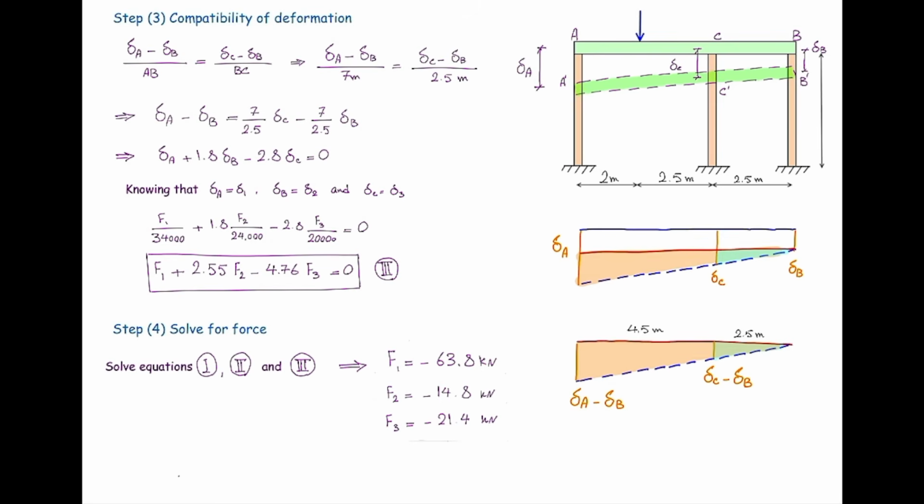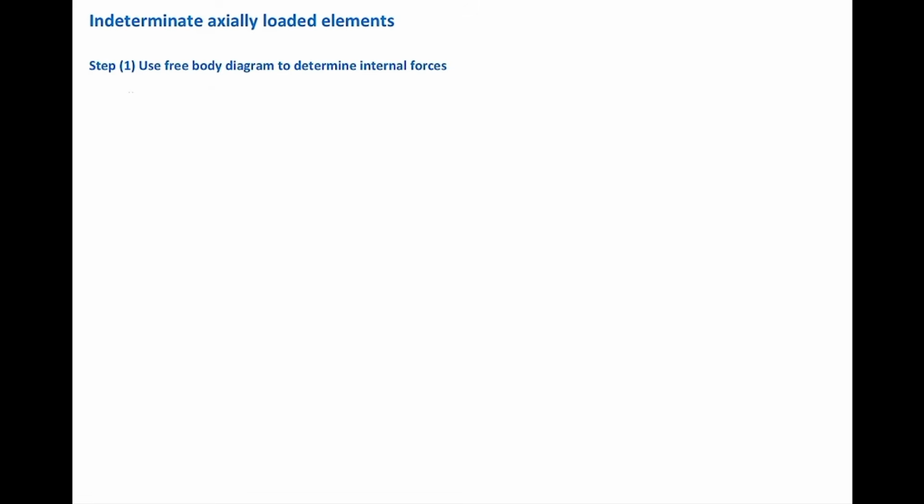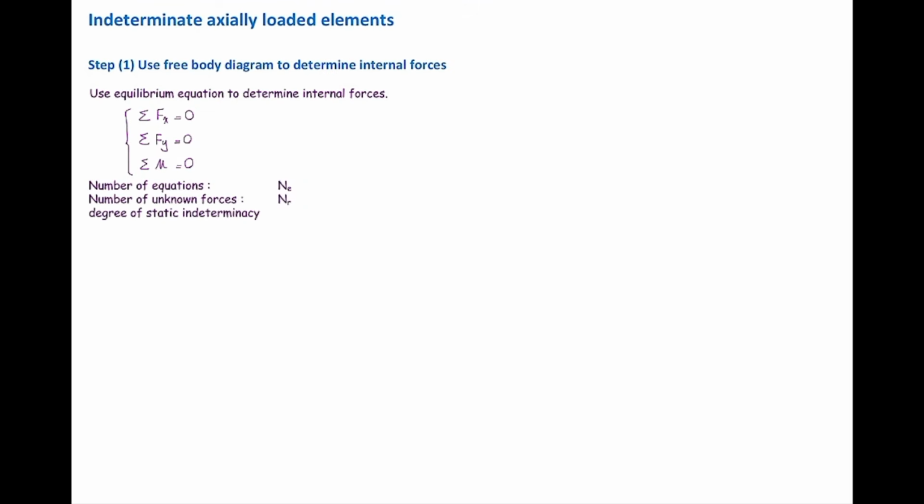Okay, let me quickly wrap it up. For solving indeterminate axially loaded elements, there are 4 steps. The first step would be using the equilibrium equation to determine the forces. In order to do that, there are typically 3 equations. Sum of the forces in the x direction equal to 0, sum of the forces in the y direction equal to 0, and sum of the moments are equal to 0. And if those are sufficient for determining the internal force, good. The problem is determinate. If the number of unknowns is more than the number of equations, the problem is indeterminate.